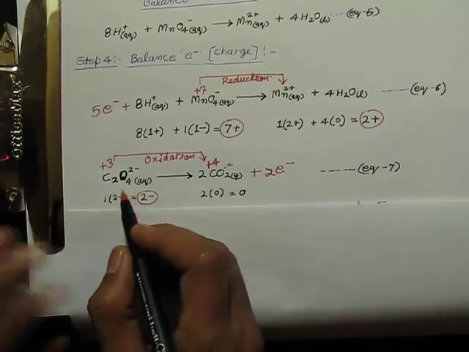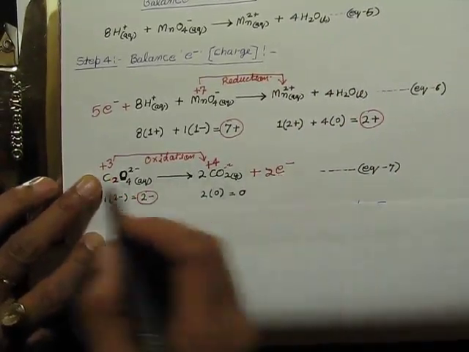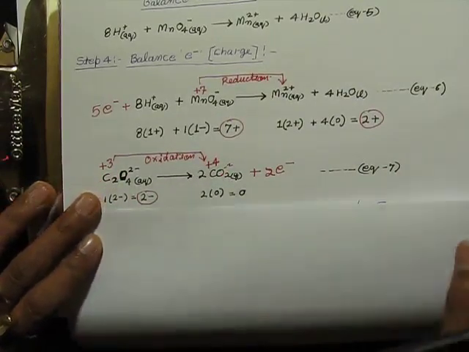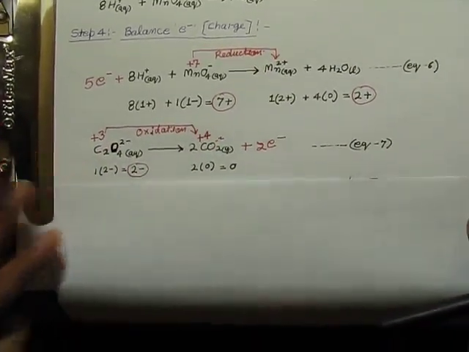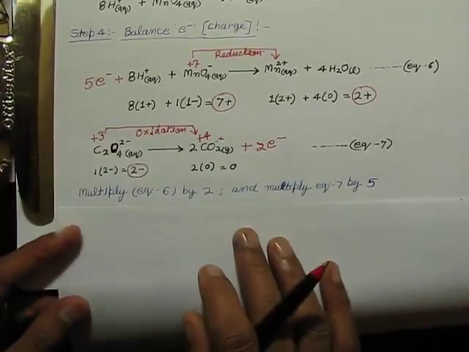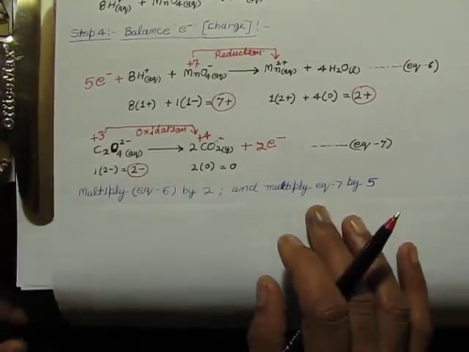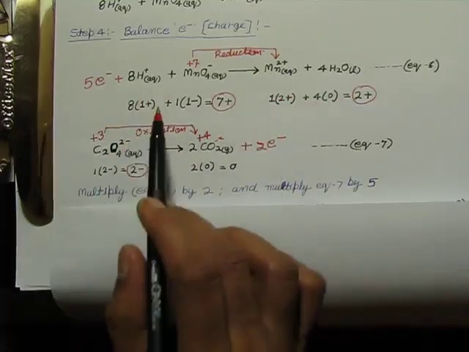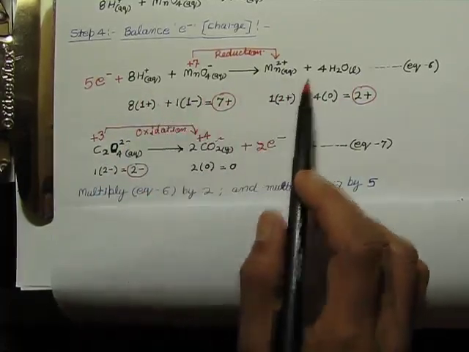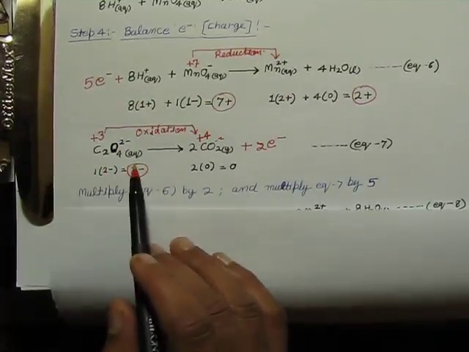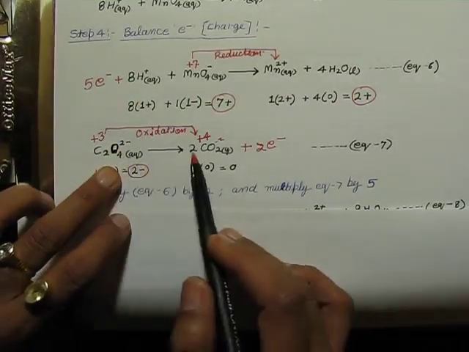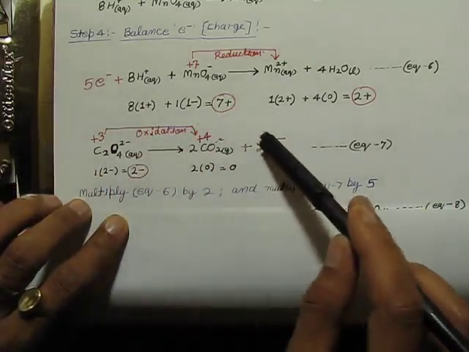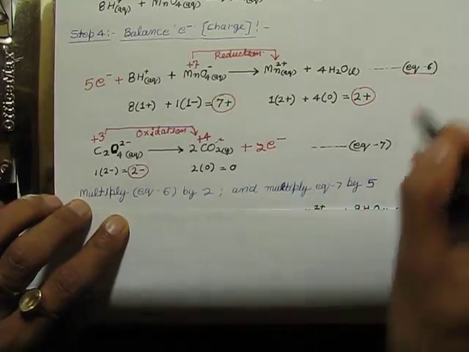That is why we have to add 2 electrons to balance +3 to +4 for 2 carbon. And now everything is balanced, meaning atoms are balanced. Hydrogen is balanced, oxygen is balanced, manganese is balanced, carbon is balanced, 2 carbon, and 4 oxygen, 4 oxygen. But the number of electrons is not balanced in equation number 6 and equation number 7.